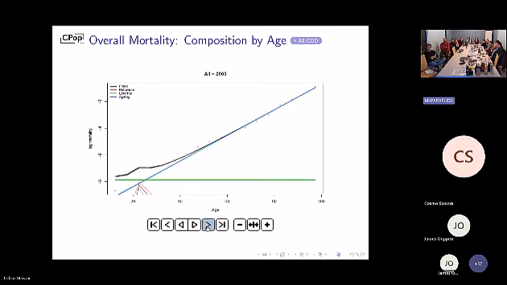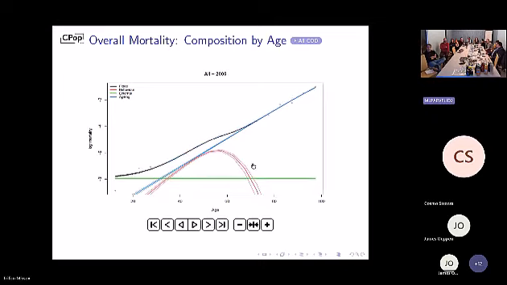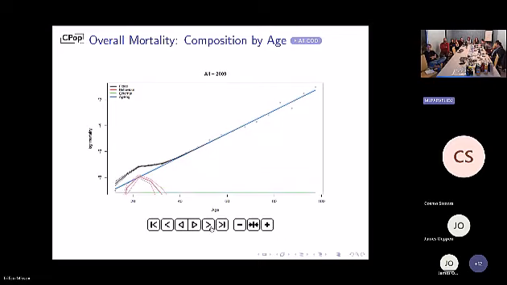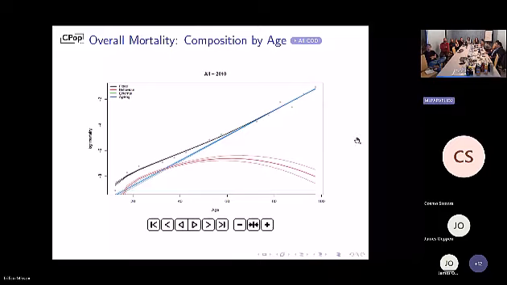So there are some years in which the Bayesian model is not working very well, and we're working on it. So here, this is a typical year. This is a fine year, but there are years in which this doesn't work very well. So these are all causes combined.